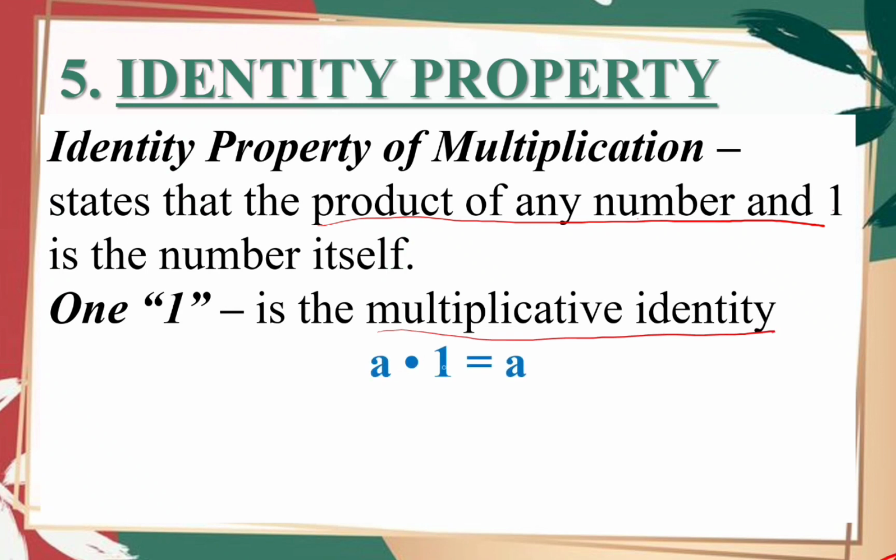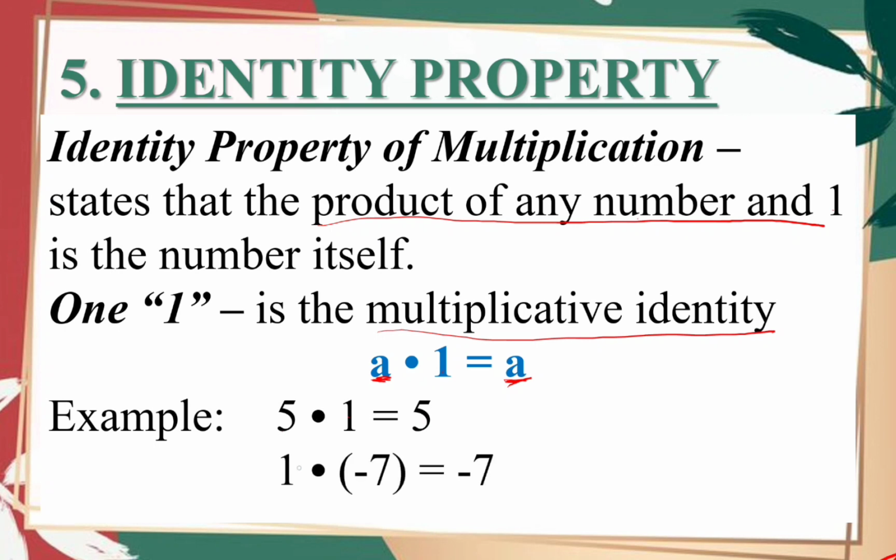So, we have A times 1 is equal to A. So, yung number, kapag minultiply natin sa 1, ang sagot ay number itself. Ganun pa din. For example, 5 times 1, dito ang minultiply sa 1 ay 5. Therefore, the answer is still 5 or the number itself. Another example is we have 1 times negative 7 is equal to the number itself, which is the negative 7. So that is identity property of multiplication.